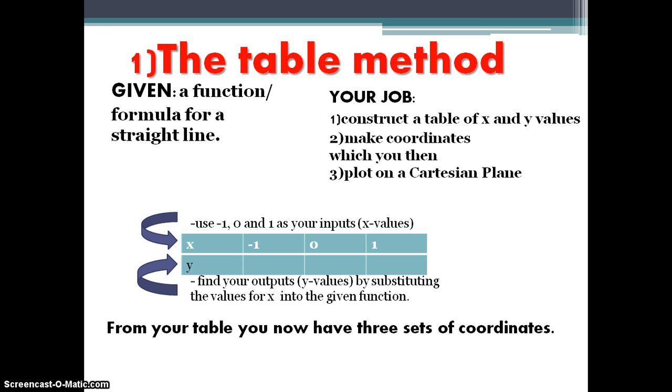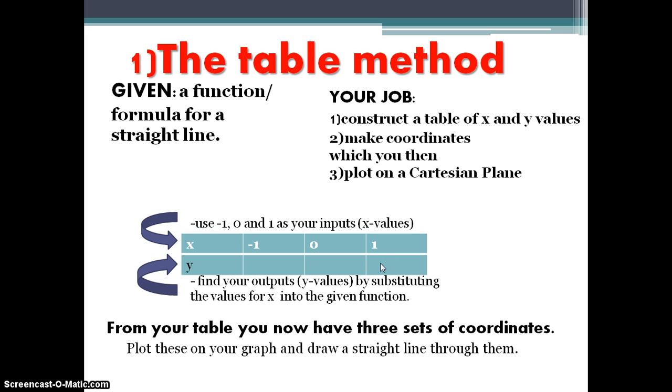Once you've done this, you can find 3 sets of coordinates. That's what the value of y is when x is -1. So this column is a coordinate: -1 and whatever value y is. 0 and here whatever the value of y is. And 1 and whatever the value is there. Take these 3 sets of coordinates and plot them on a graph and draw your straight line through them.